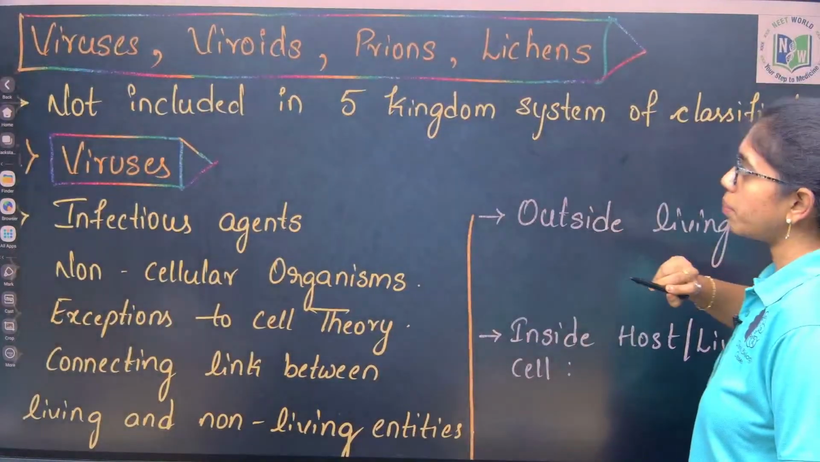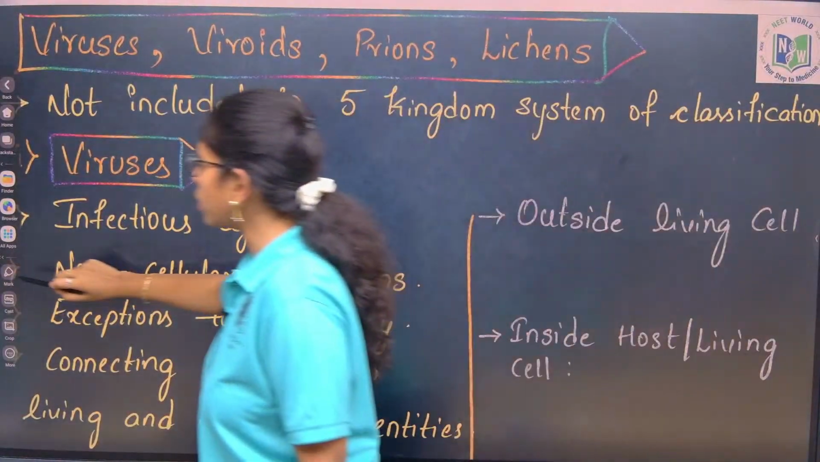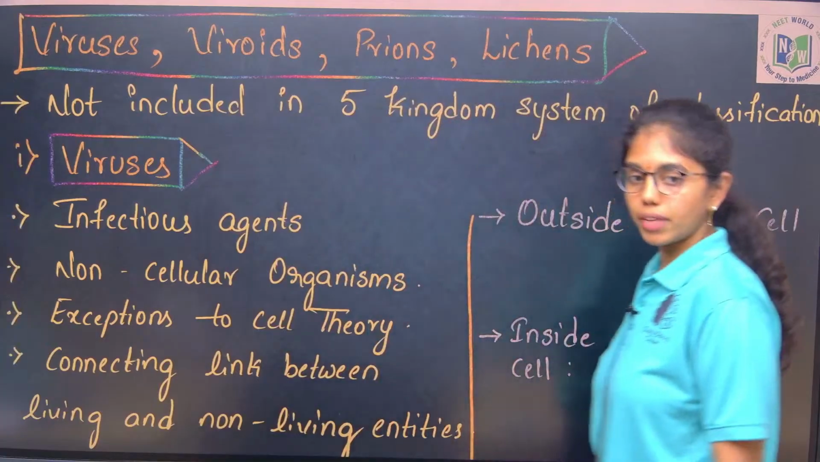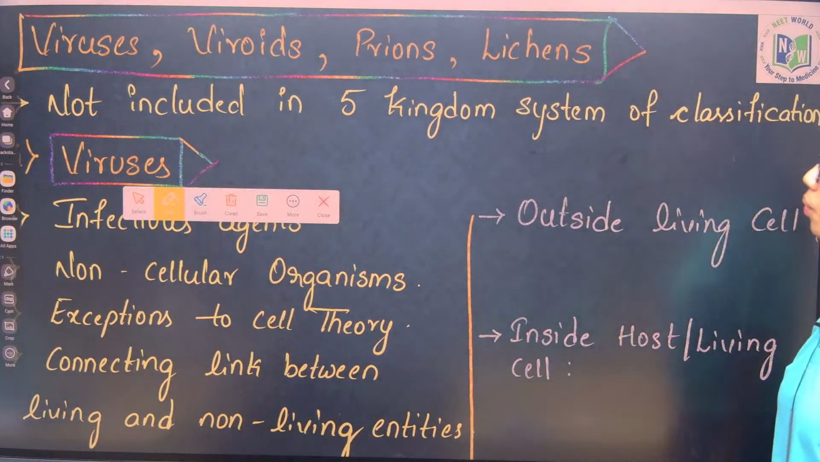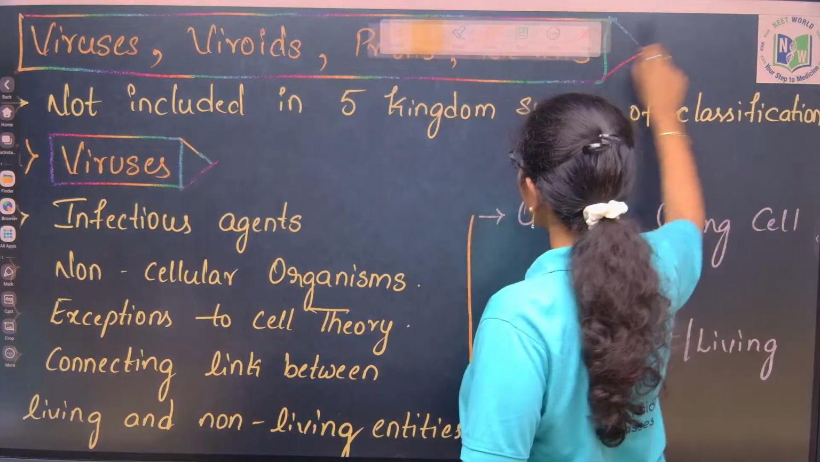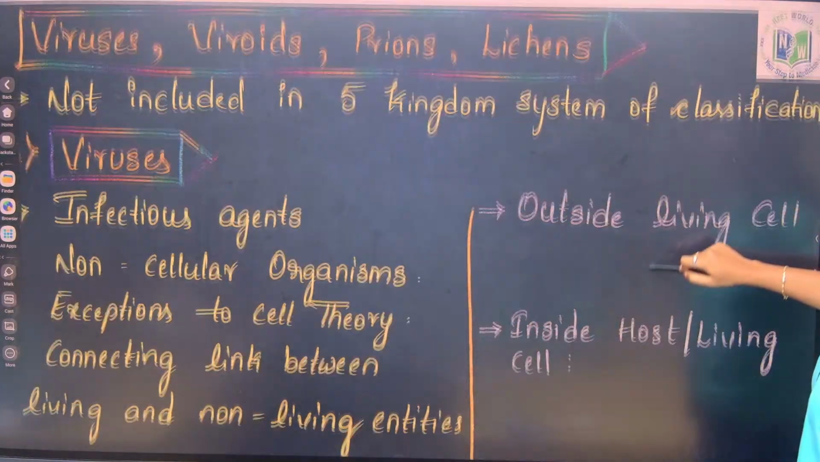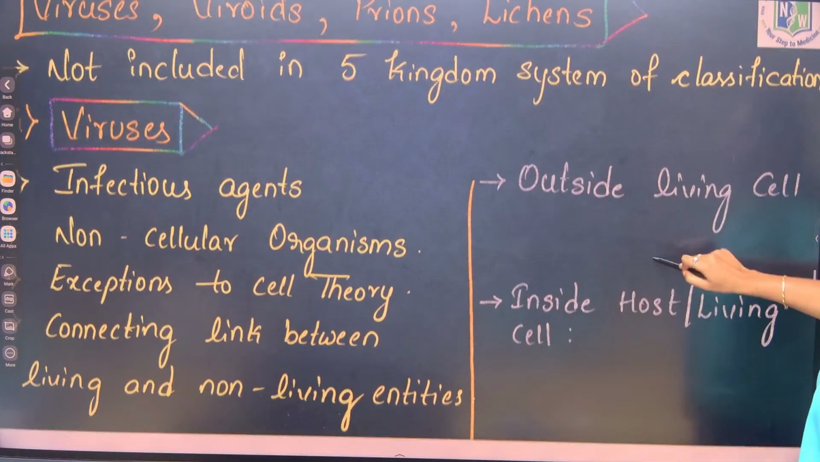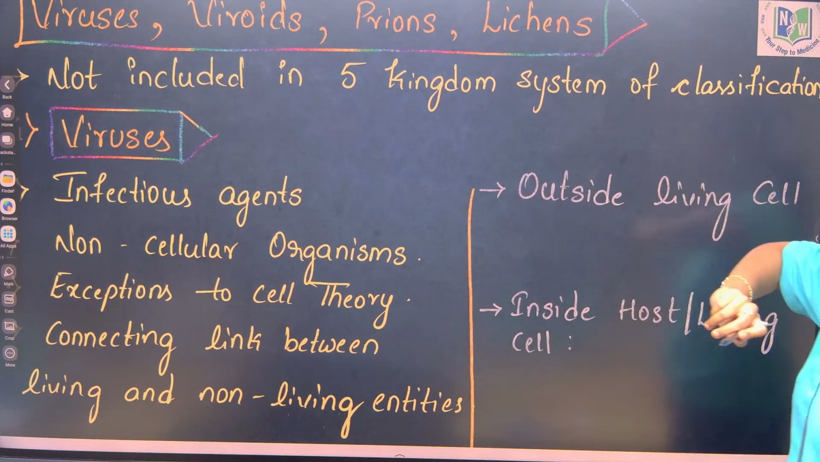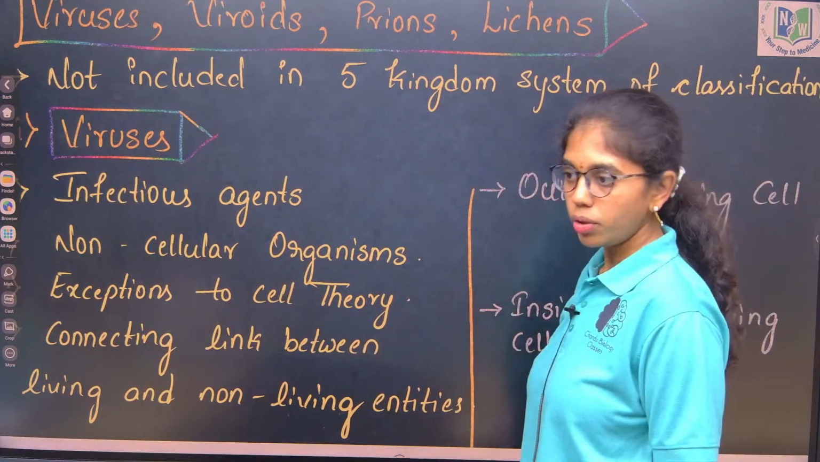Now, we will discuss those organisms which are not included in the 5 kingdom system of classification by R.H. Whittaker. What are those? First is viruses, second is viroids, prions and lichens. First we will see viruses. These are not included in the 5 kingdom system of classification. First let us observe virus.